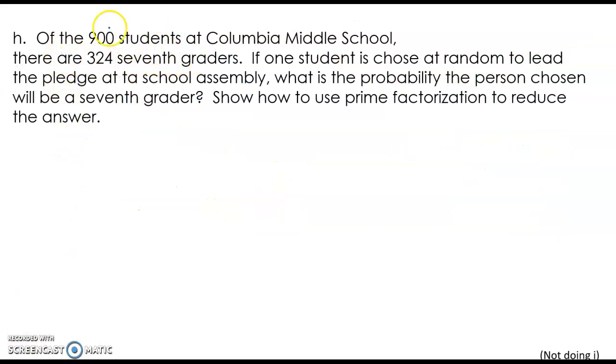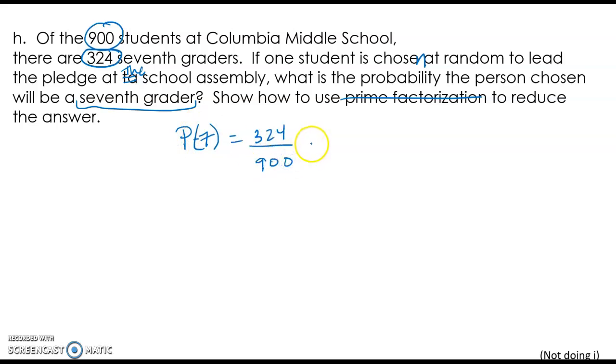Of the 900 students at Columbia Middle School, there are 324 7th graders. That's a lot of 7th graders. If one student is chosen at random to lead the pledge at the school assembly, what is the probability the person chosen will be a 7th grader? Show how to use prime factorization to reduce the answer. I don't like prime factorization. So really, my probability that it's a 7th grader is 324 over 900, and then I have to reduce this.